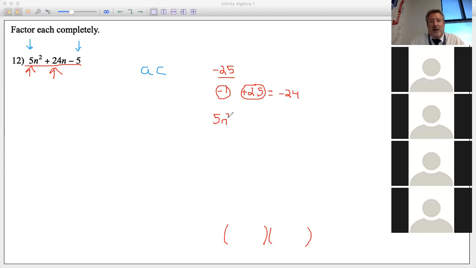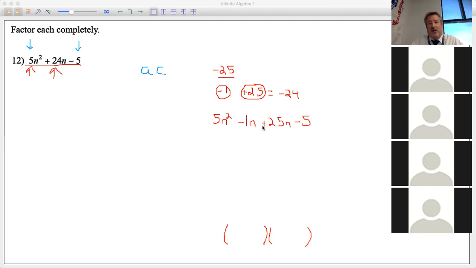And then what I do is I take the two numbers I circled. I write the first one, -1, and I attach an n to it. And then I take the second number, +25, and I attach an n to it. And then I write the very last thing, which is that -5. So all I've done, this is the process, all I've done is take this trinomial right here and rewrite it. I rewrote it to where it now says 5n squared -1n plus 25n minus 5.